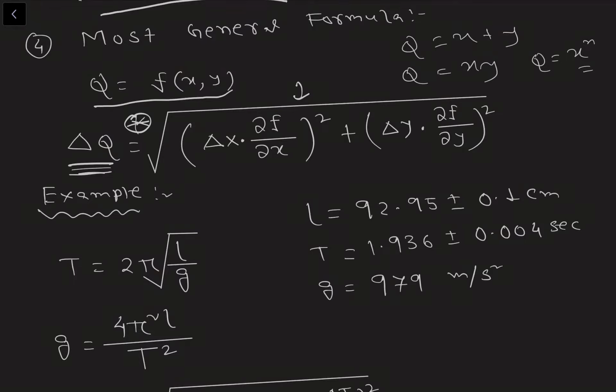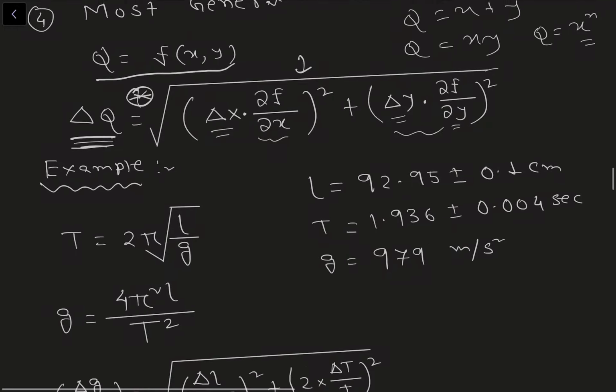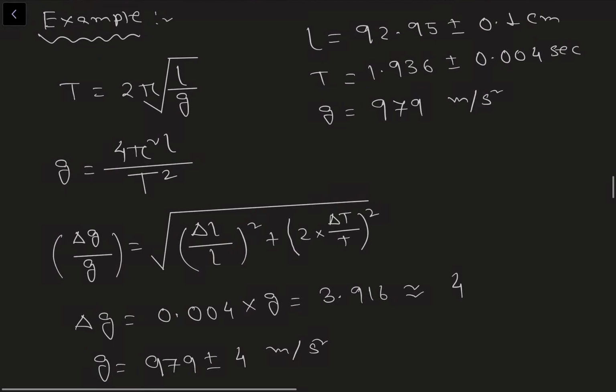So our absolute error in our measurement, delta q, will be the root of delta x times the partial derivative of this function with respect to x, then square of it, plus the absolute error of y times the partial derivative of the function with respect to y, then we have to take the whole square. As I already said, in case of independent errors, add in quadrature, then take the square root. So I am not giving any example of this formula. Let's see some other example.